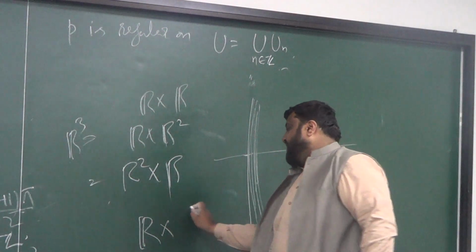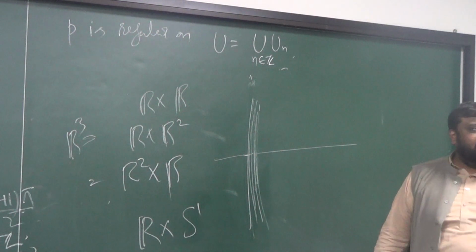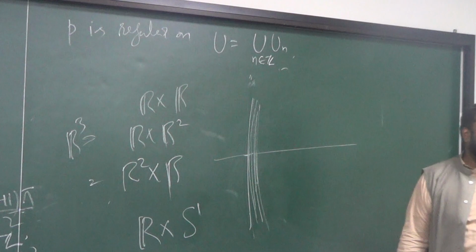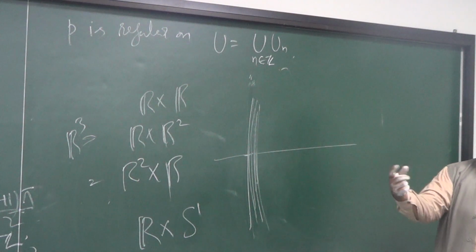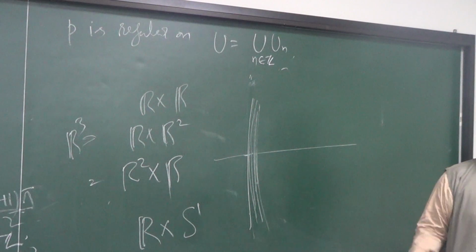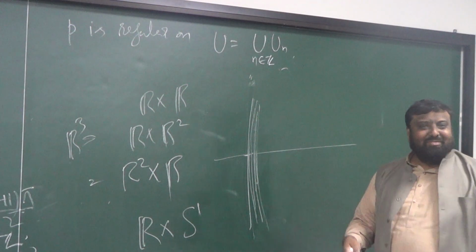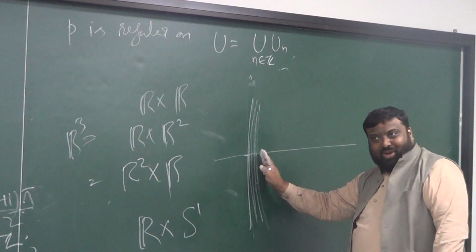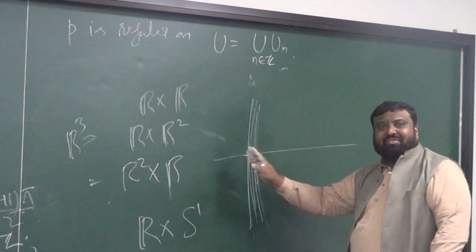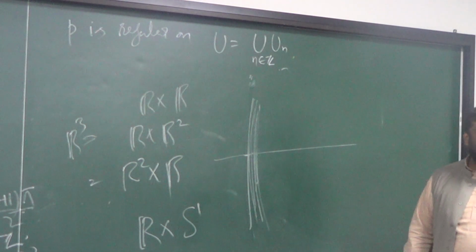S1. Assigning each point S1. So S1 is circle. So it's a collection of all those points x, y, z with x squared plus y squared. It's going to be a cylinder. It's going to be a cylinder because what you are doing is taking a point and to each point you are assigning a circle. So you put them together, you get a cylinder out of it.